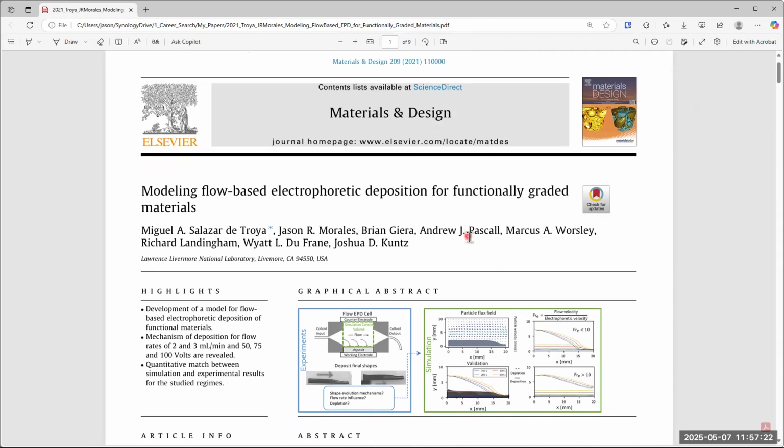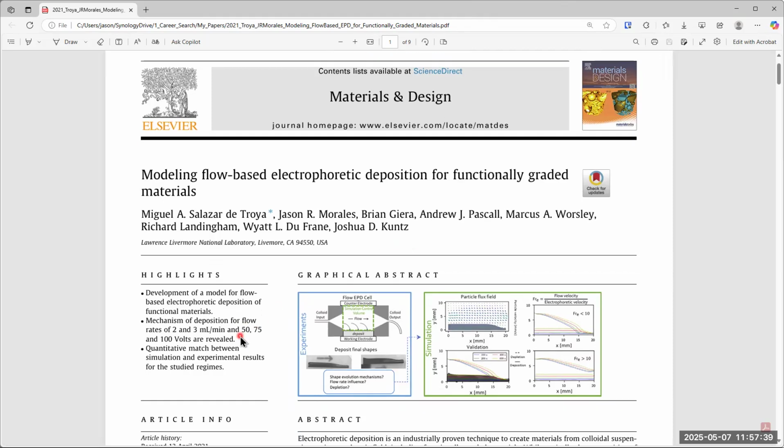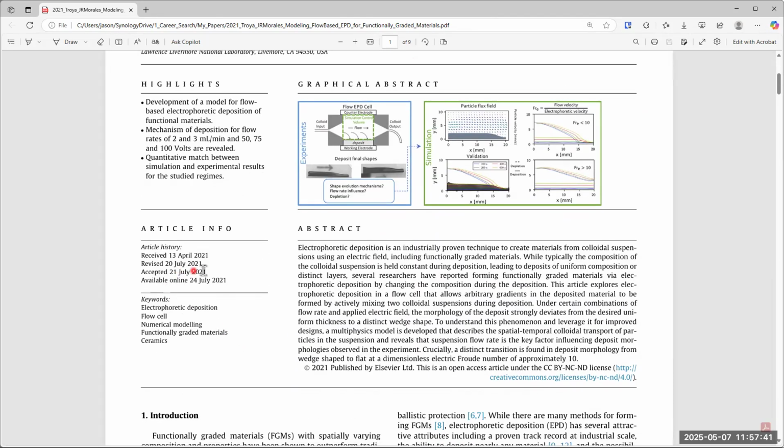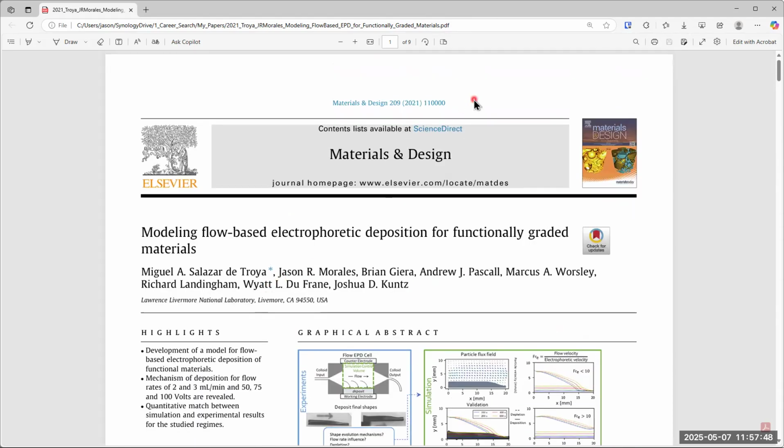I just wanted to maybe establish some credit as far as what I'm talking about. This is a paper that me and these collaborators worked on while I was a postdoc at Lawrence Livermore National Laboratory here in Livermore, California. And this was published in July 2021. Okay, so let me know if you have any questions about this.